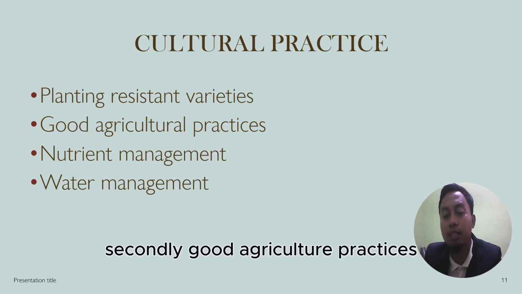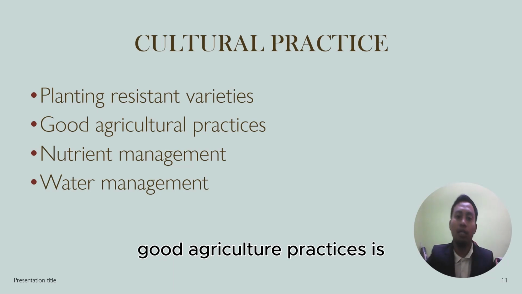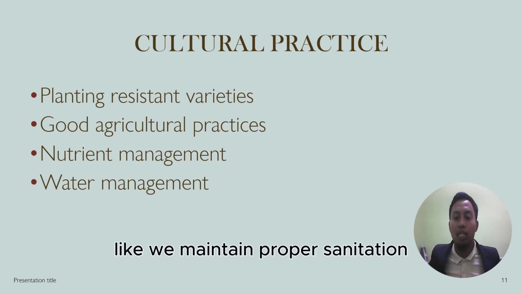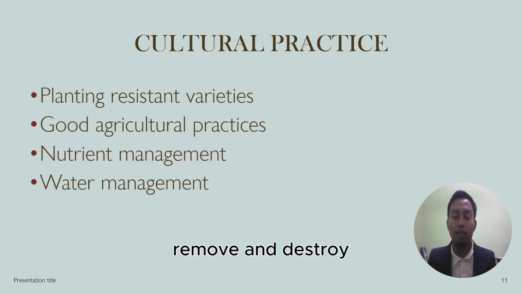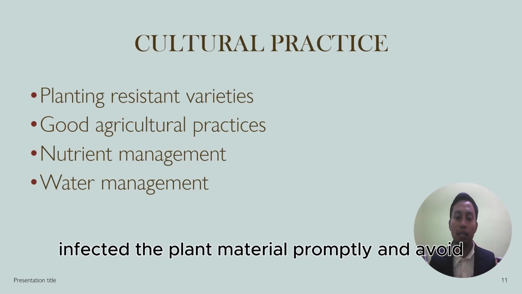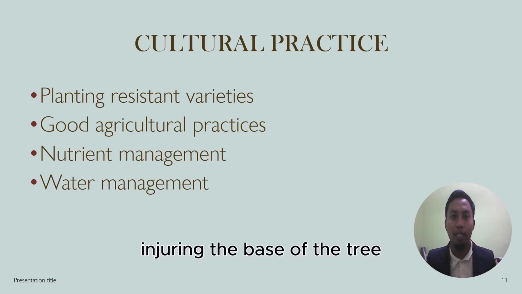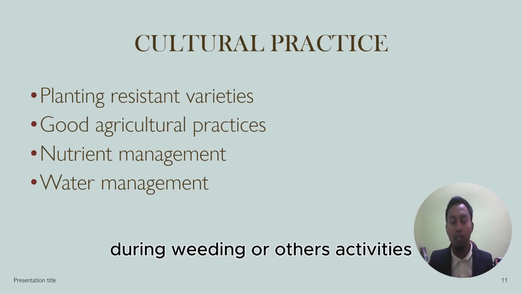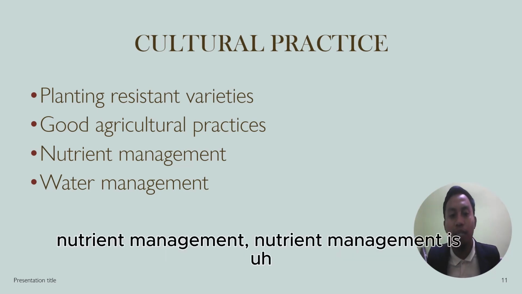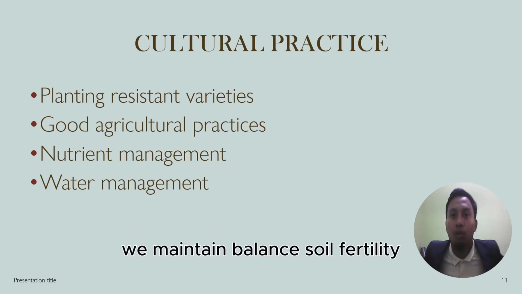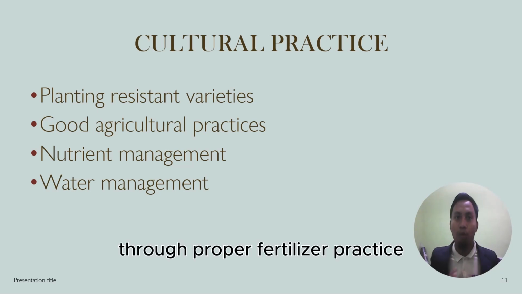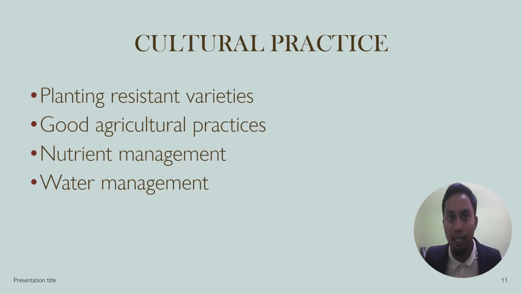Secondly, good agriculture practices. Good agriculture practices means we maintain proper sanitation and hygiene in our plantation, remove and destroy infected plant material promptly, and avoid injuring the base of the tree during weeding or other activities. Nutrient management. Nutrient management is where we maintain balanced soil fertility through proper fertilization practice.